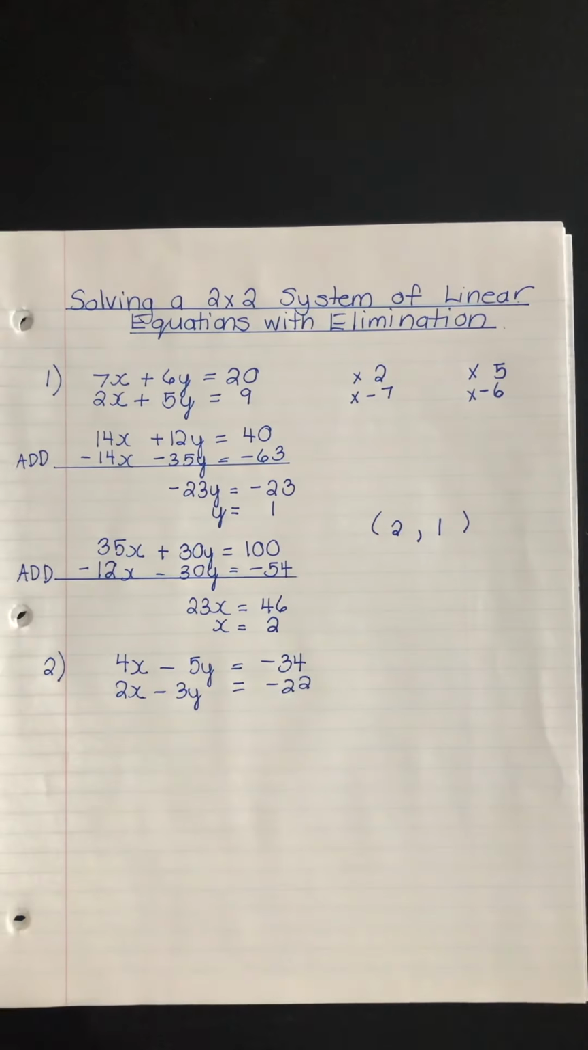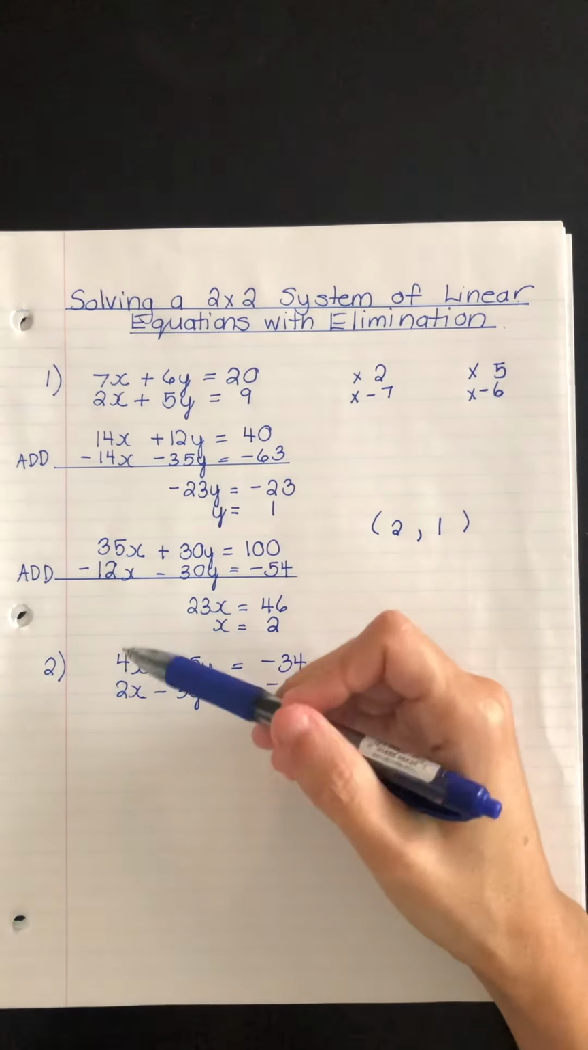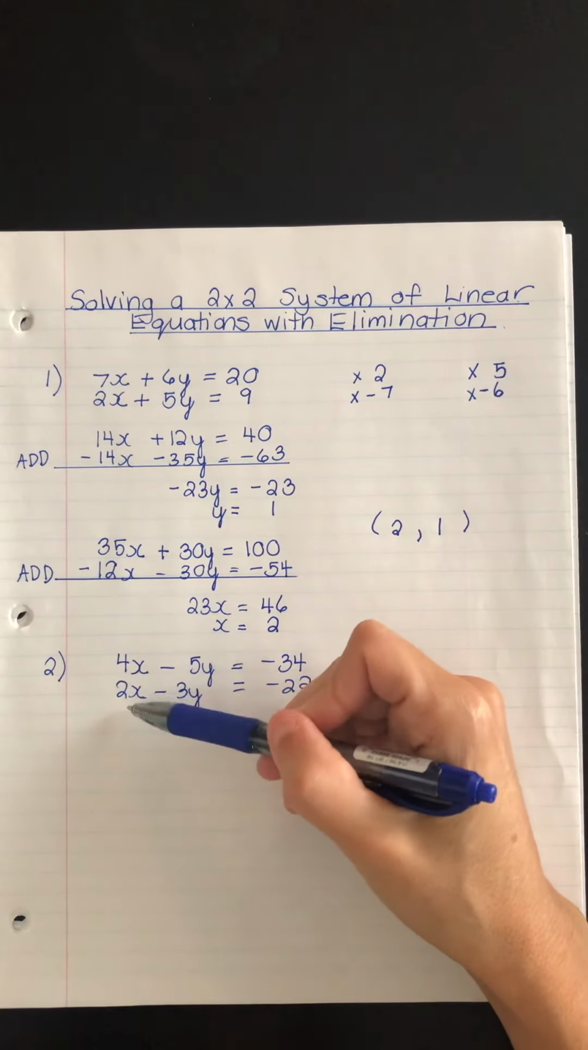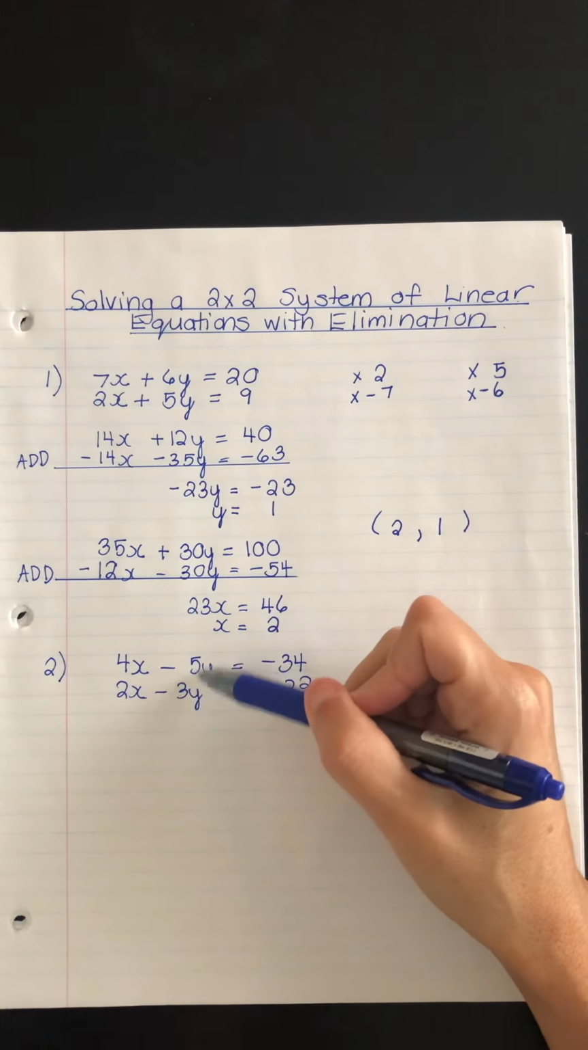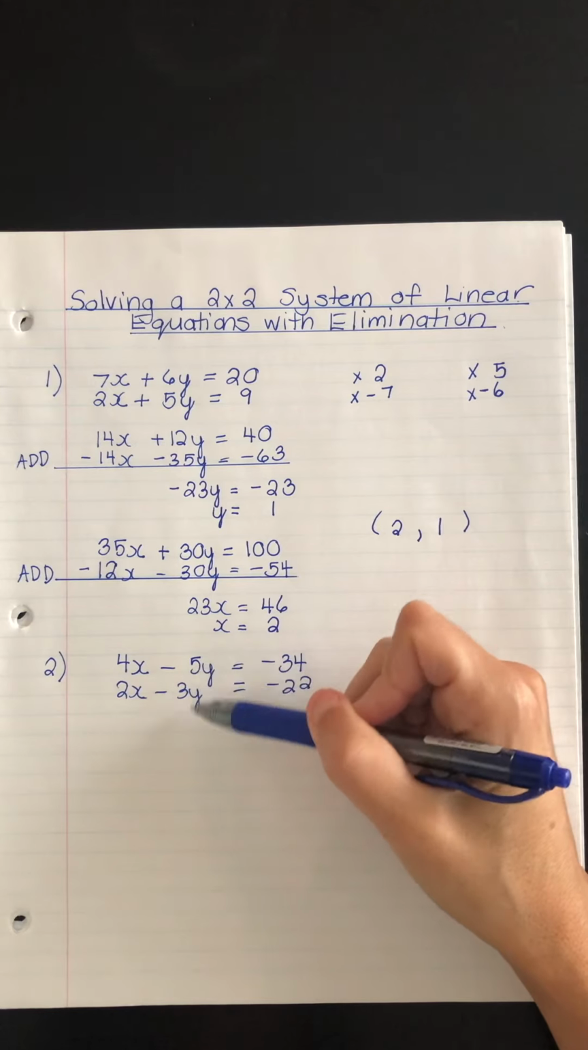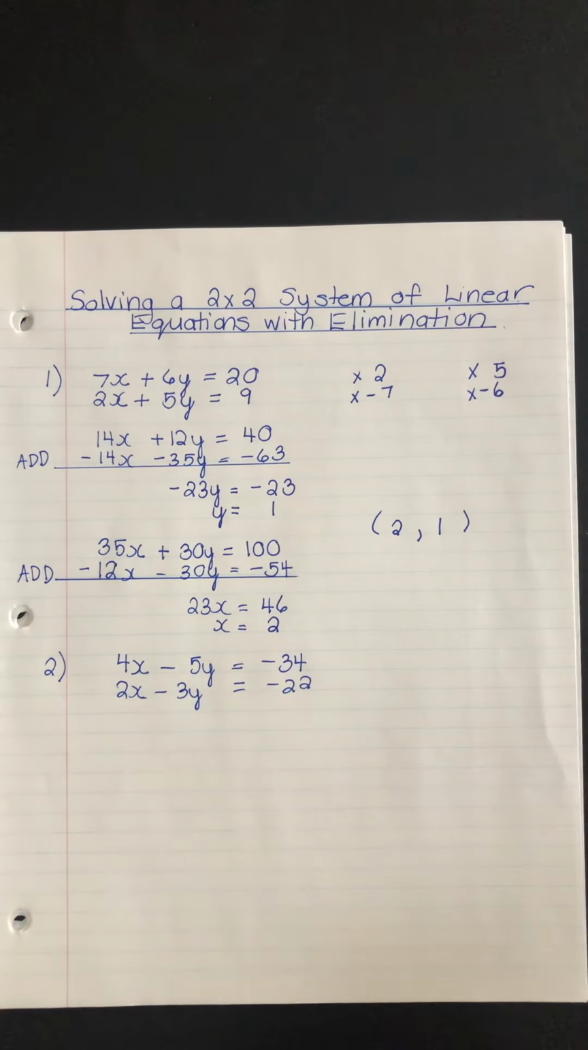Okay, so here's my equation. Now, I have a choice to make. I can either choose to eliminate x and solve for y first, or I can choose to eliminate y and solve for x first. And it doesn't matter what I choose. Okay, so you're gonna have some choices to make off the bat.